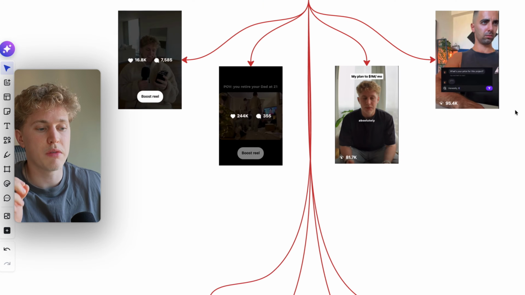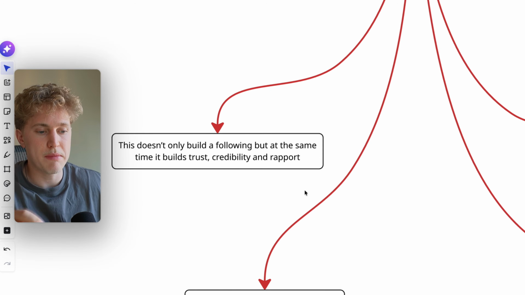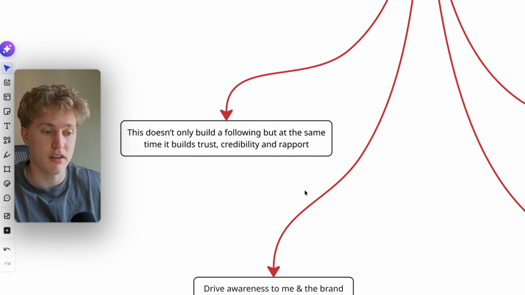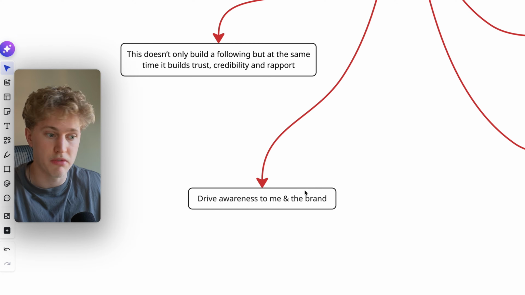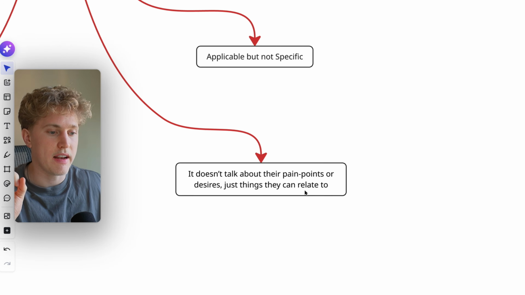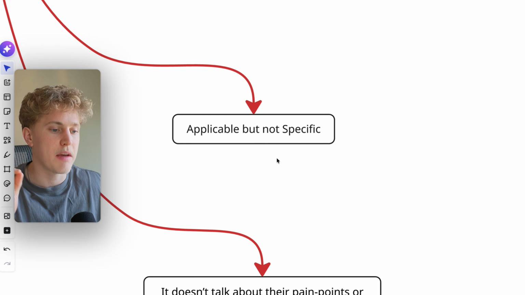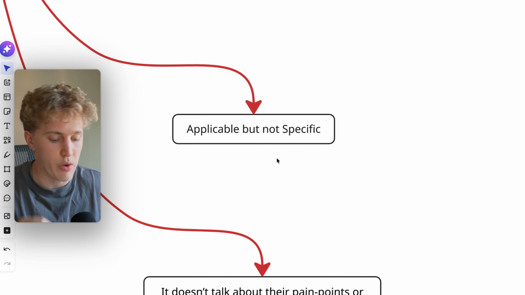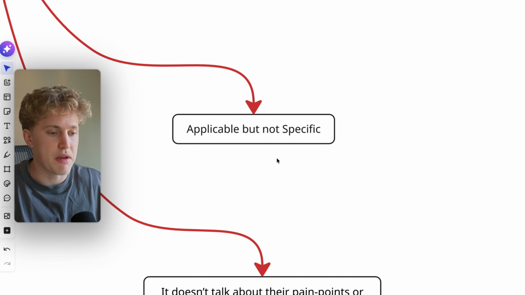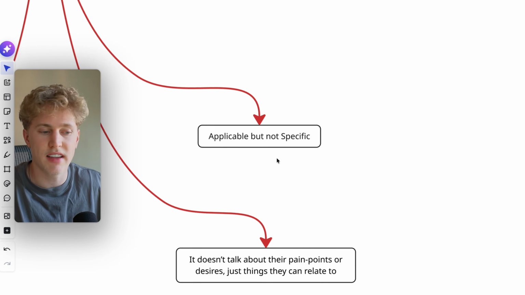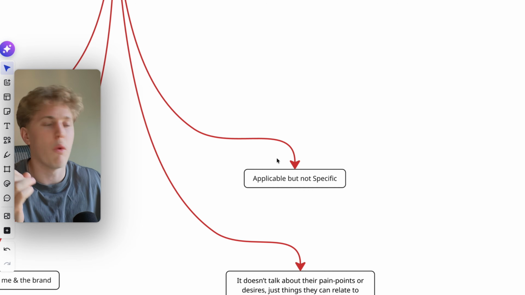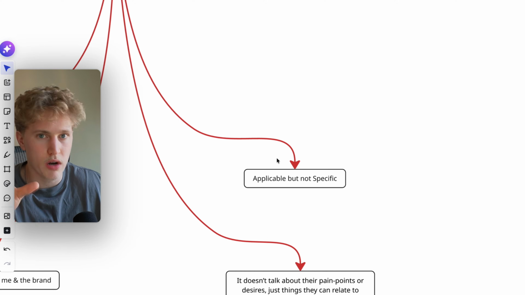Now, it's also important to remember that this doesn't only build a following, but at the same time, it builds trust, credibility, and rapport. The whole idea is to drive awareness to me and the brand. That's why I'm posting this top of funnel content. And it's important that you know that it's applicable, but it's also not specific. What I mean by that is that the content has to be applicable to the audience that I want to end up converting, but I don't want to make the content specific to their pain points and their troubles and what they want and their dream outcome, because that's not what I'm going for here.